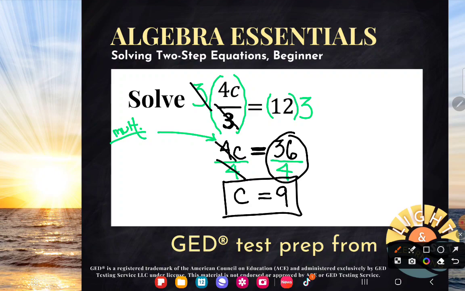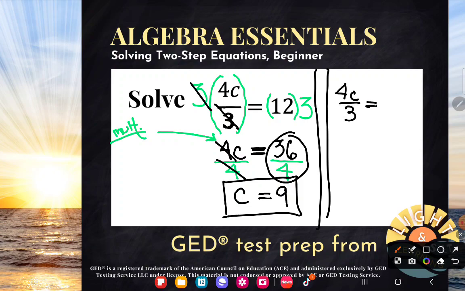But I just want to clarify what I mean about making the original equation true. The original equation was 4c over 3 is equal to 12. When I say that this is solved, I'm saying I know what c would have to be for this thing to equal 12. And if you don't believe me, let's put that value in that we just found, that 9, and see what happens.